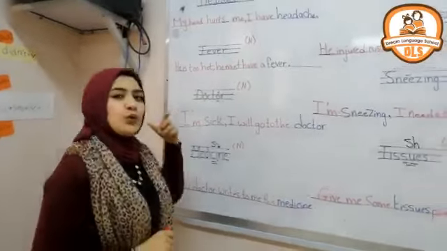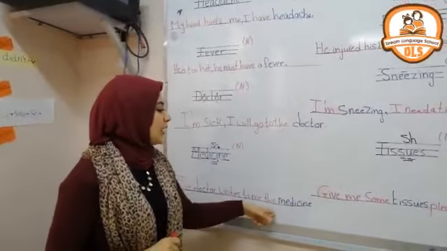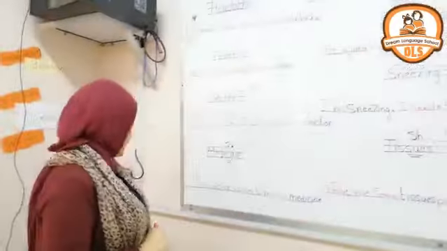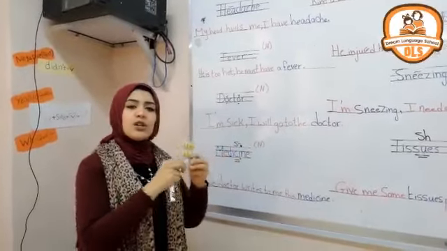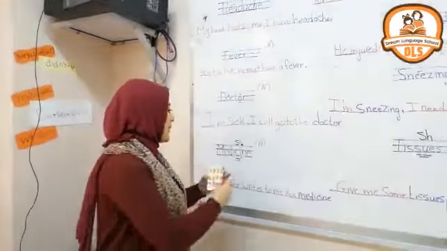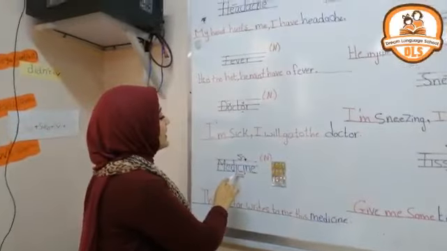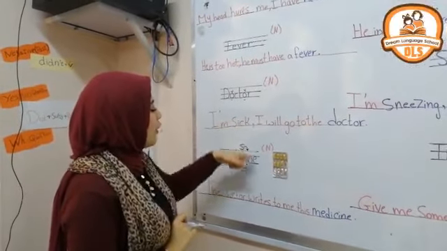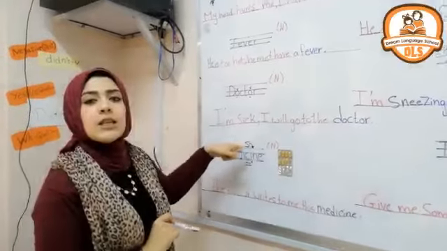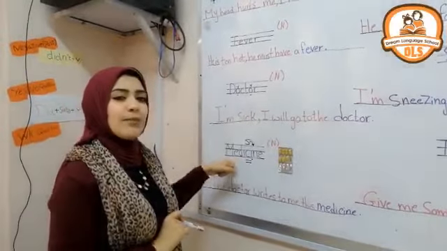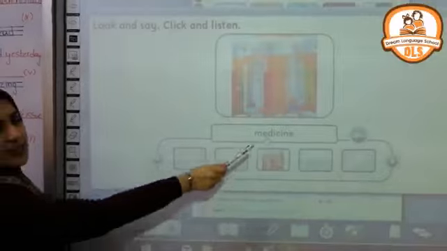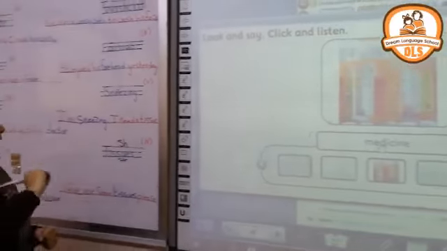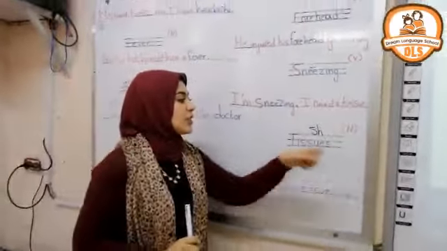Medicine. When I go to the doctor, he writes me this medicine. What is the medicine? I take the medicine to get better. So the doctor writes me the medicine to get better. Look here, I have C-I. So when I have C followed by I, I say S, not K. Should I say medicine with a K? No, medicine. Let's listen to medicine.